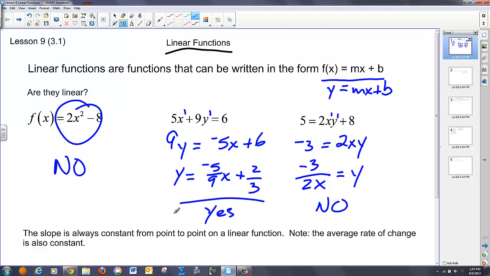Good to note, slope of a line is always constant from point to point on a linear function. And therefore, since we're talking about the slope from a point to point on a function, we're talking about the average rate of change, which is also constant.